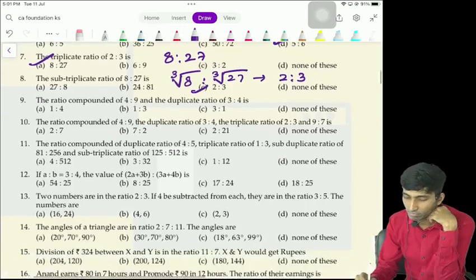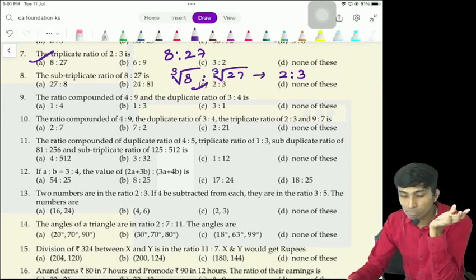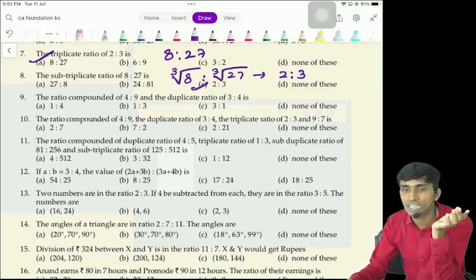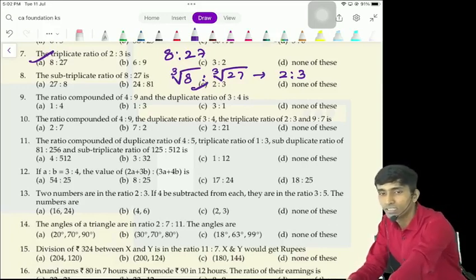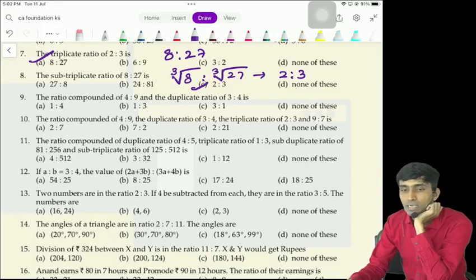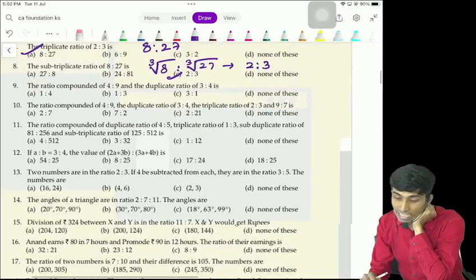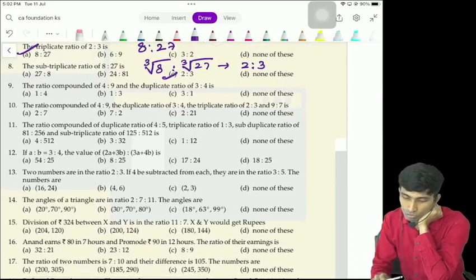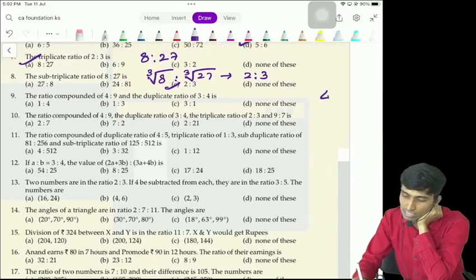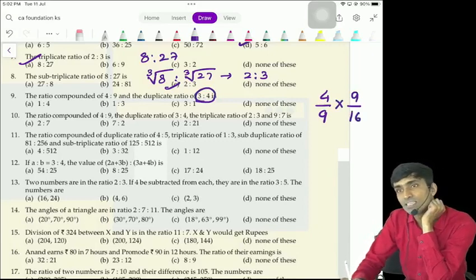Okay. The ratio compounded of 4 is to 9, ratio compounded of, they are saying. Compounded means? Multiplying. Correct. Compounded of what? 4 is to 9 and duplicate of 3 is to 4. One minute, let's go slow. Sorry. Duplicate of 3 is to 4. That means 4 by 9 compounded. Duplicate of 3 is to 4 means? 9 is to 16.